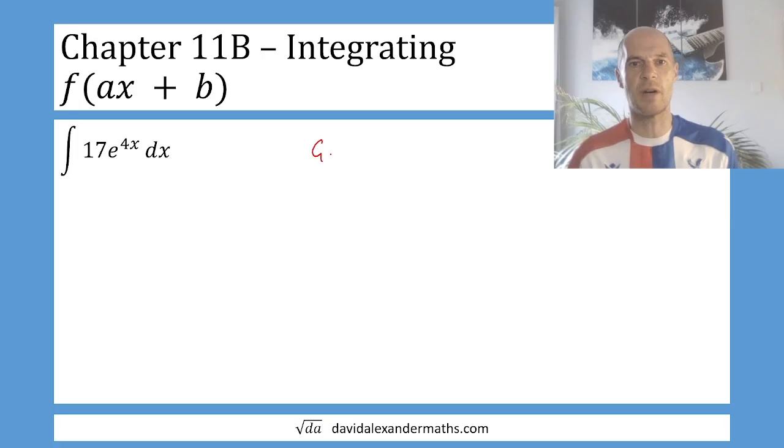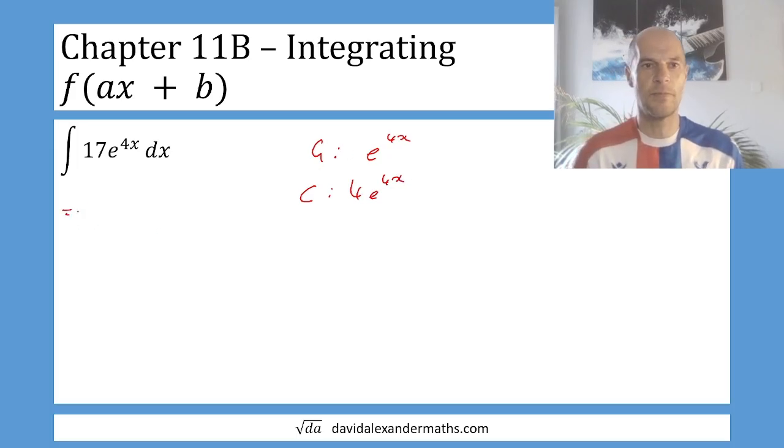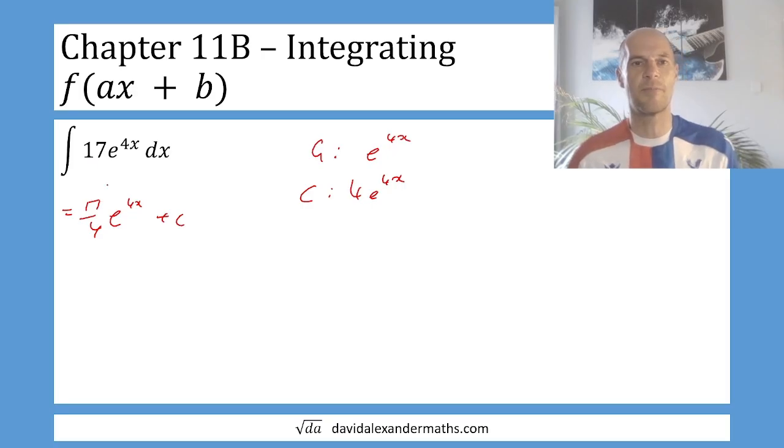17e to the 4x, my guess will be e to the 4x. If I perform my check, I'll get 4e to the 4x. Well, that's not enough, so I need 17 over 4. So 17 over 4, e to the power of 4x plus c. 17 over 4 times 4 gives me that coefficient 17.